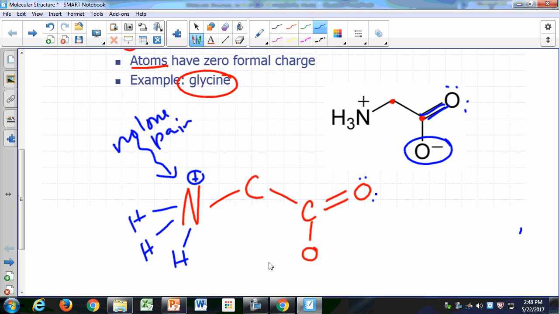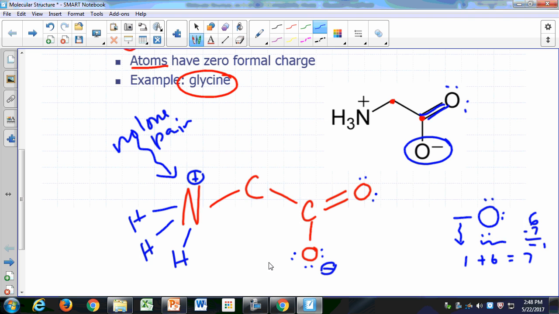What about this oxygen down here? It's got a -1 formal charge. How can an oxygen get a -1 formal charge? It needs to have 3 lone pairs and a single bond. Remember, 3 lone pairs gives it 6, plus half of the bond. The bonding pair is 1. 1 plus 6 is 7. And by itself, oxygen would have 6. 6 minus 7 is -1. So this oxygen has a single bond and 3 lone pairs implied, in order for it to get a -1 formal charge.